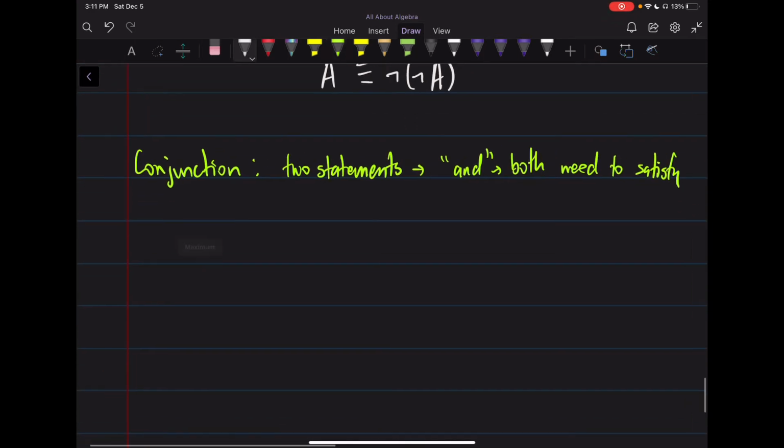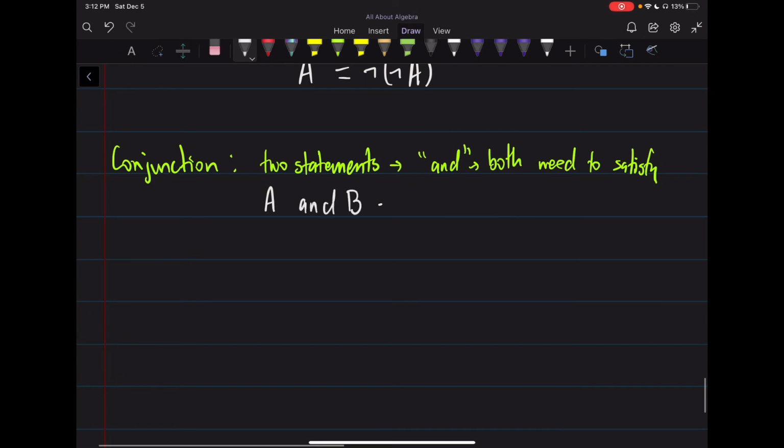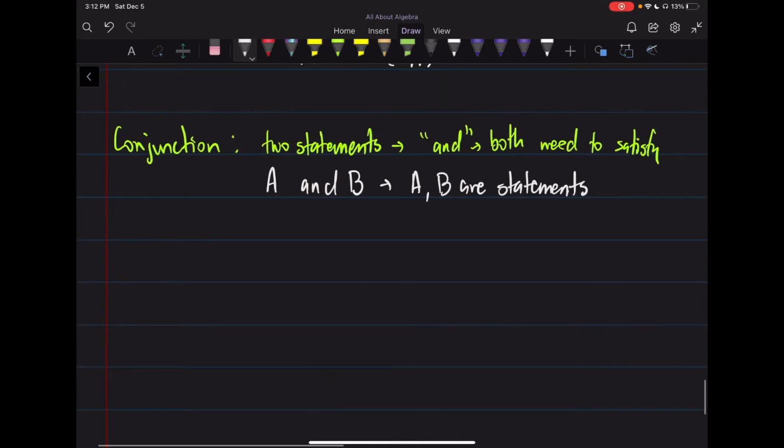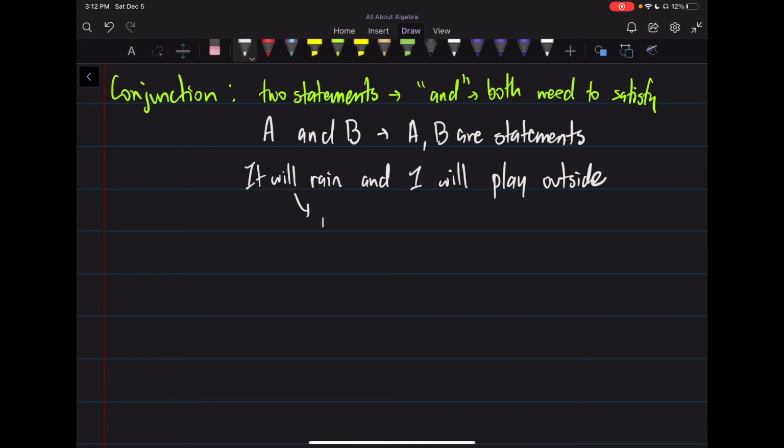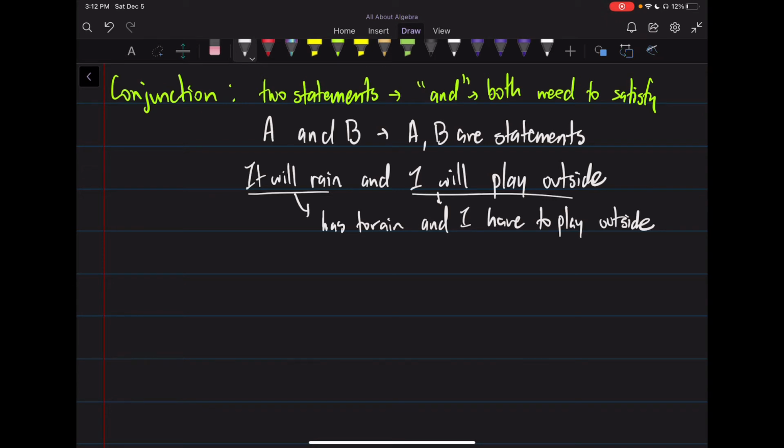So what does this mean? Which means A and B. So let's say that A, B are statements, right? So it's like saying it will rain and I will play outside. So in order for this to be true, it has to rain, and I have to play outside. That's the only time it'll be true. Because even if I play outside, technically the first requirement isn't met, so it's not true. And if it rains but I don't play outside, then technically one of the requirements is not met. That's why it can't be true.